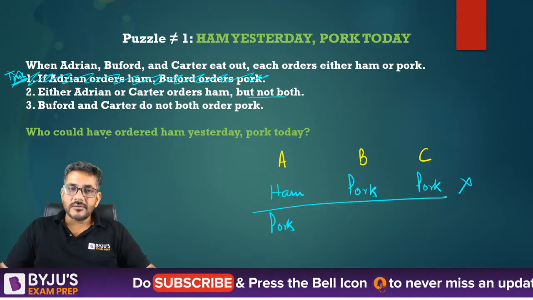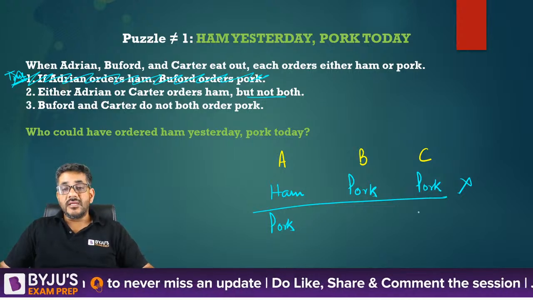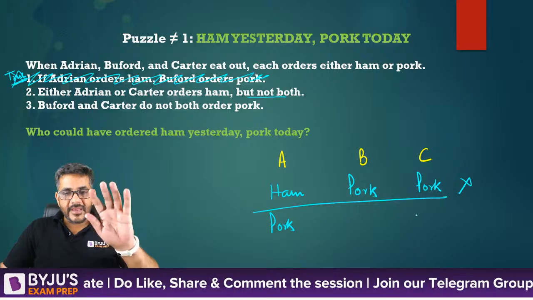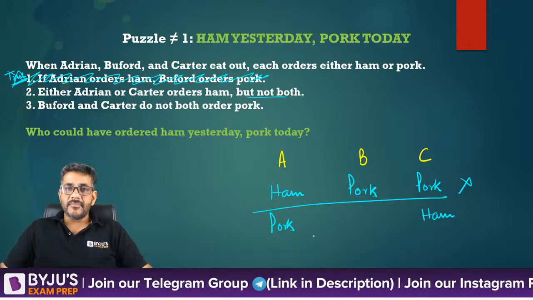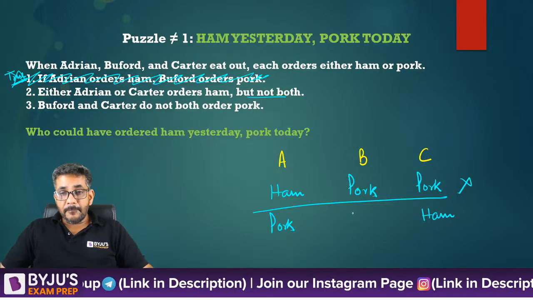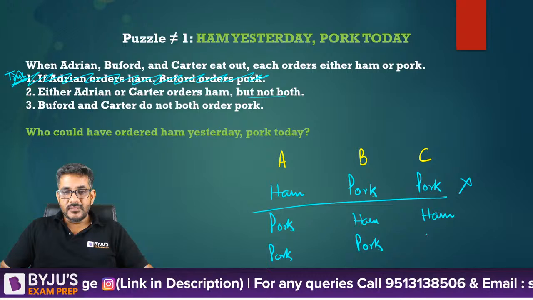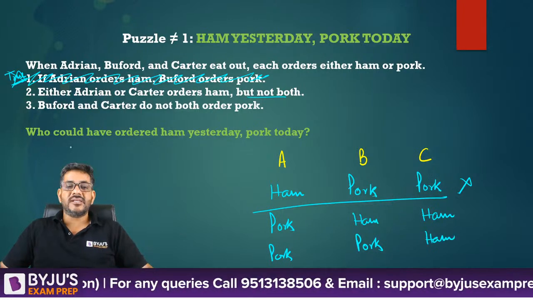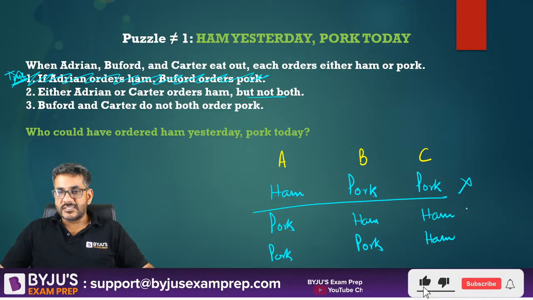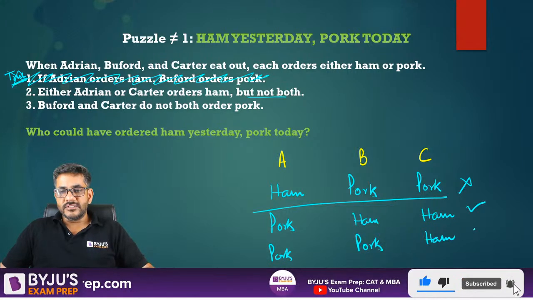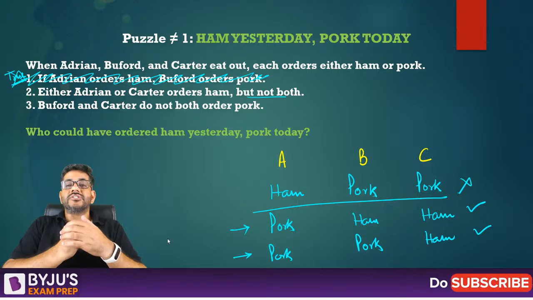Now Adrian orders pork. Either Adrian or Carter orders ham, but not both. So either this guy or this guy has to order ham. If A does not order ham, of course, C must order ham, right? In that case, what about B? B might order ham and B might order pork as well. But does that satisfy the third condition as well? Let's check. Bufford and Carter do not both order pork. Do they both order pork? No. So this is satisfied. Do they both order pork here? No. This is also satisfied. So that means these are the two cases which are always possible.